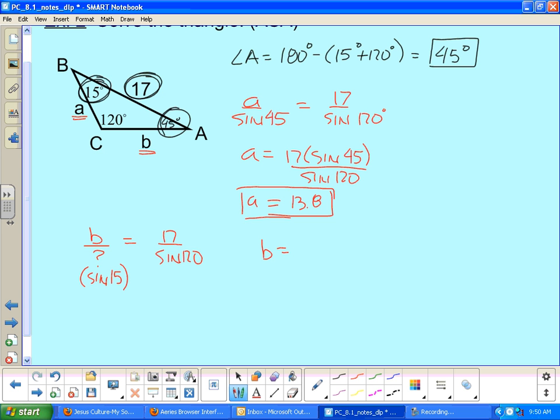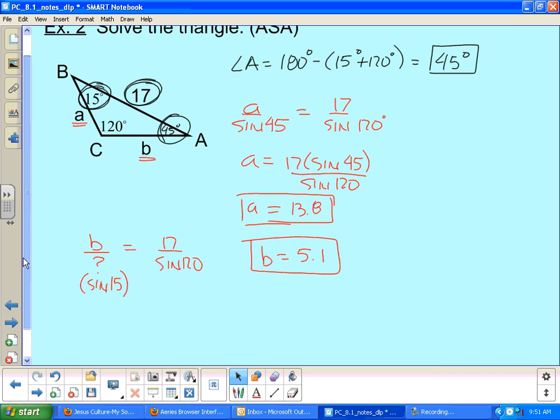All right, what do we get for B? Come on, people. What is B? 5.05? Everyone else get that? Okay, so we'll go to the tenth. All right. So there are two cases that result always in one triangle only.